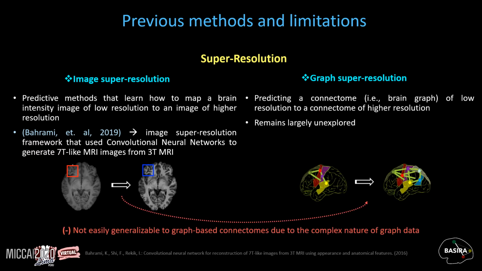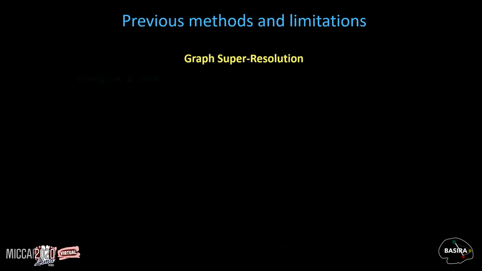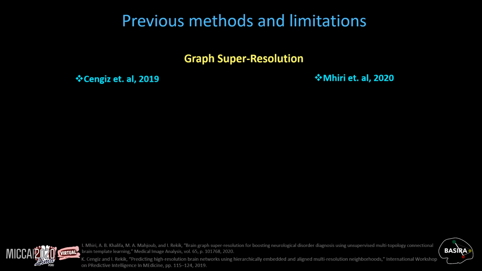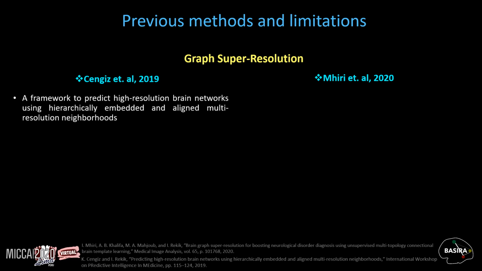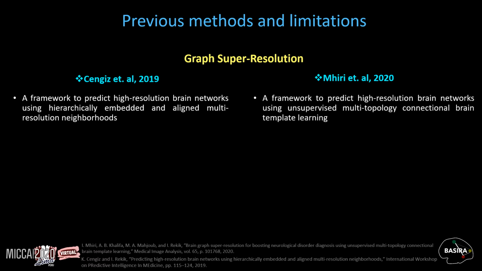This is because typical image super-resolution algorithms are not easily generalizable to graph-based connectomes due to the complex nature of graph data. It is worth mentioning that two recent pioneering works have tackled the problem of brain graph super-resolution. In the first one, Cengiz and co-authors proposed a framework to predict high-resolution brain networks using hierarchically embedded and aligned multi-resolution neighborhoods. In the second one, Miri and co-authors proposed a framework to predict high-resolution brain networks using unsupervised multi-topology connectional brain template learning.